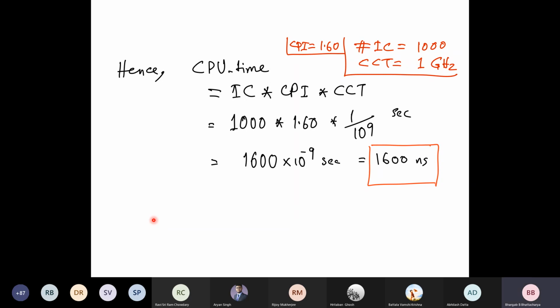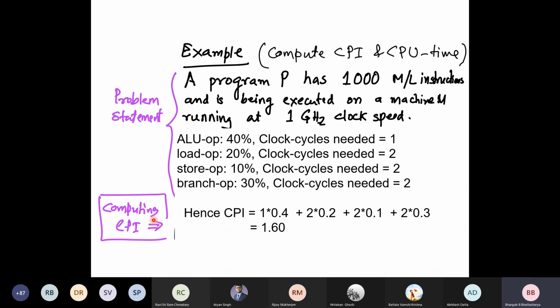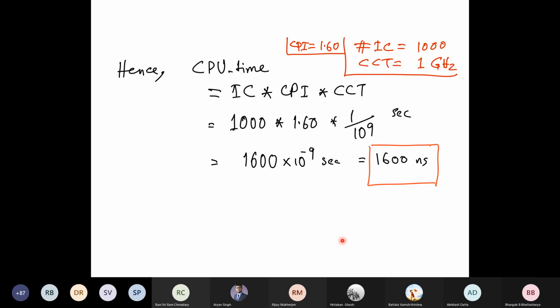So given certain parameters of the program you are going to execute, if these parameters are known, you can estimate the CPU time using this very simple expression, very simple formula, right? 1600 nanosecond. In real life, in real practice, maybe it may be a little bit more because of memory access.